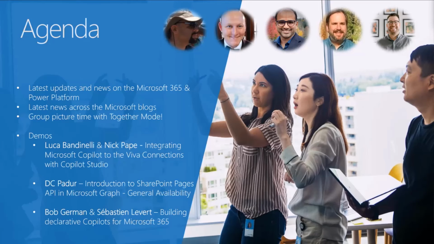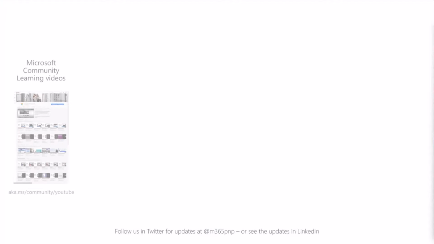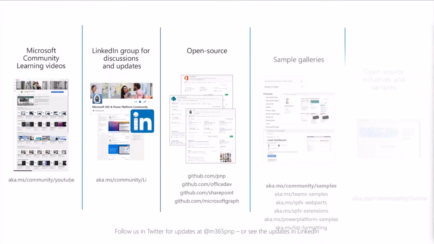And then Pape German and Sébastien Levert are going to talk about building a declarative Copilot in Microsoft 365. This is something which is also a preview, but we want to give you a bit of insight on where we are investing and what's coming in the future. Looking forward to all of the demos today. We'll double down and speed up the intro slides to 1.25x, so we will definitely have time for things.